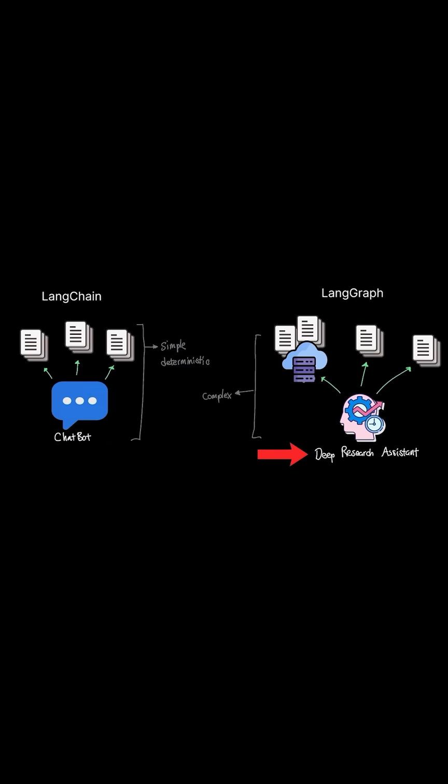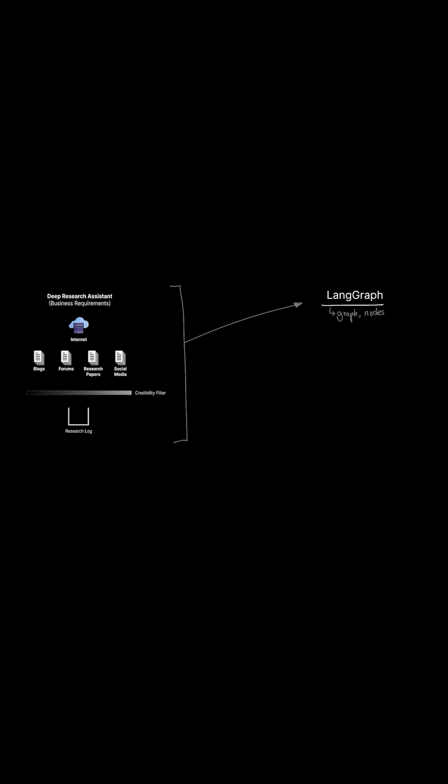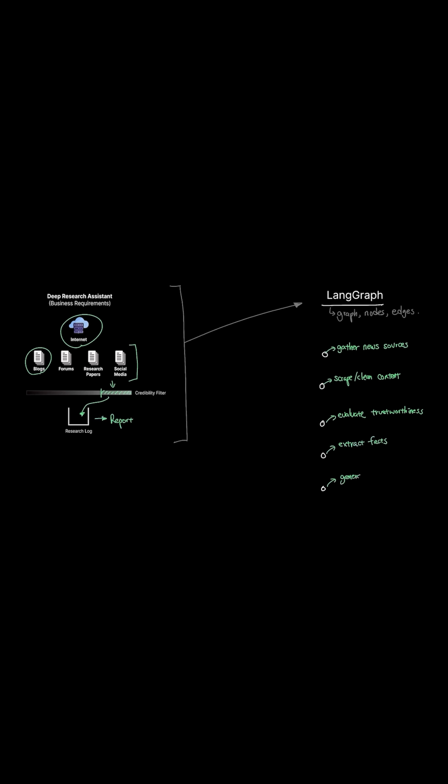So let's go back to the deep research assistant as an example to understand the difference with a little bit more granularity. The entire process can be run using a graph where each node is responsible for a very specific task, and each edge determines the flow or execution steps. So in our case, we need to create nodes for the following tasks. First, a node to search and gather sources. Second, a node to scrape and clean content. Third, a node to evaluate trustworthiness using an LLM. Four, a node to extract factual statements from the sources. And five, a node that generates a report.